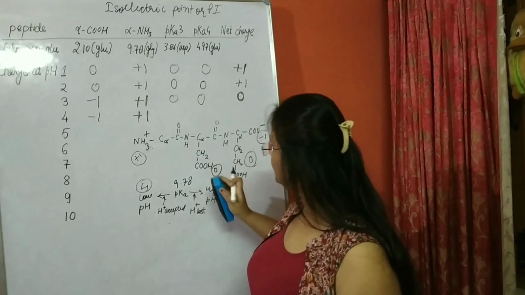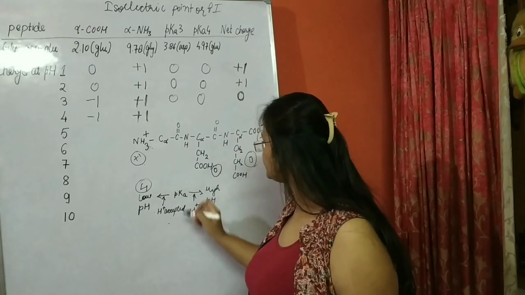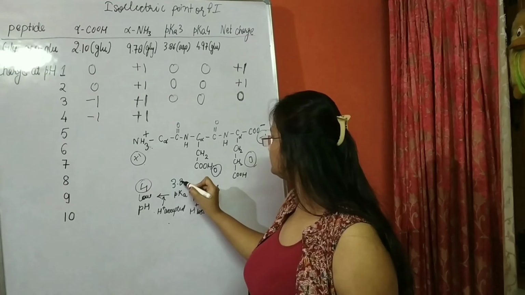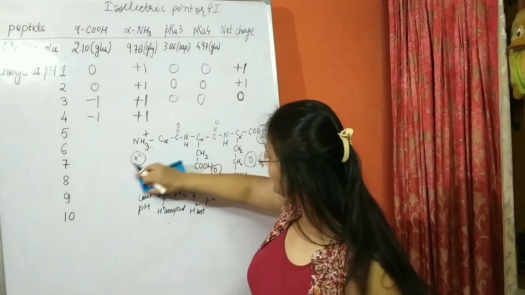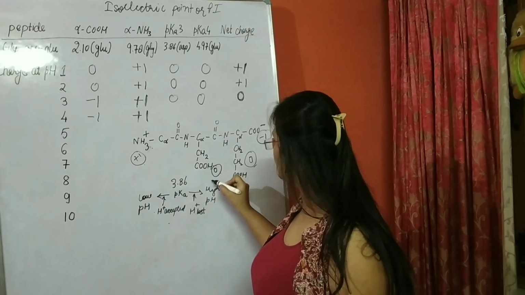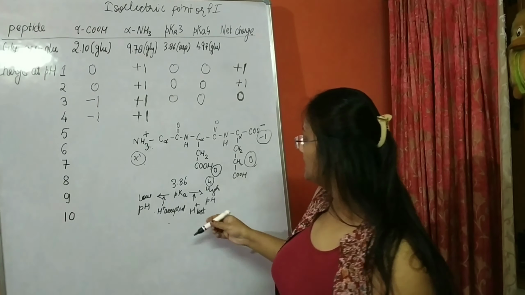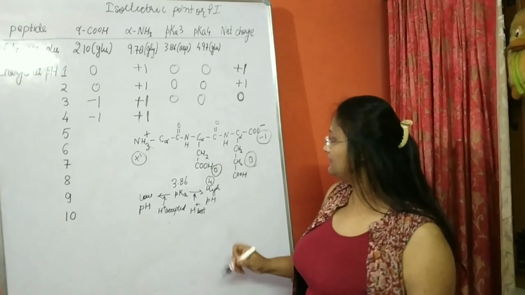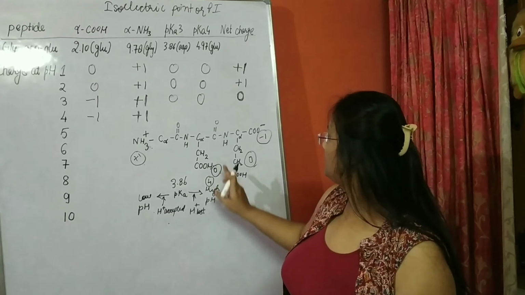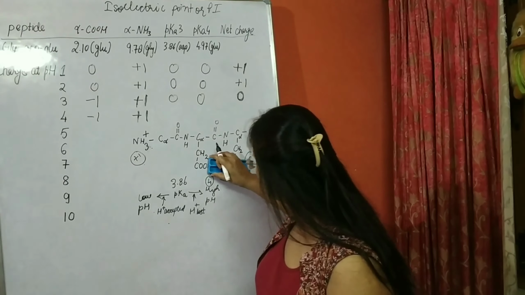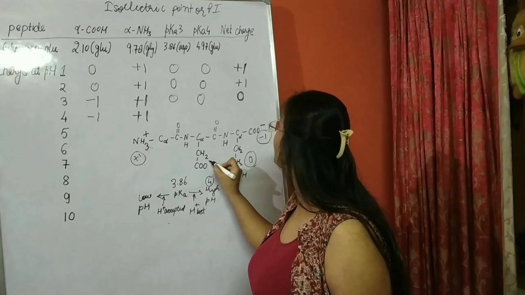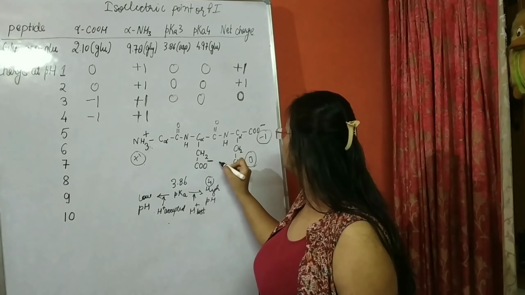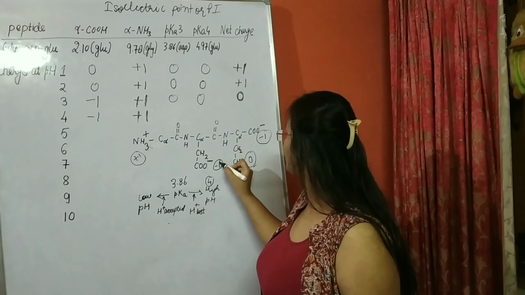Now we will consider 3.86. But the pH at which this peptide is kept is 4. So it is higher, so H plus will be lost from here, from 3.86. So here the charge is minus 1.